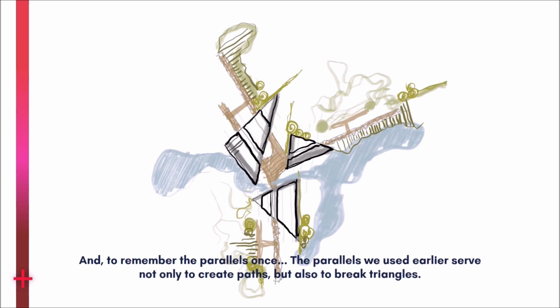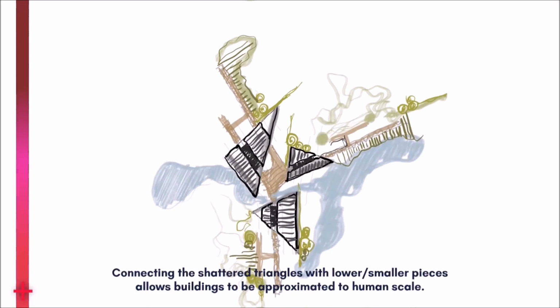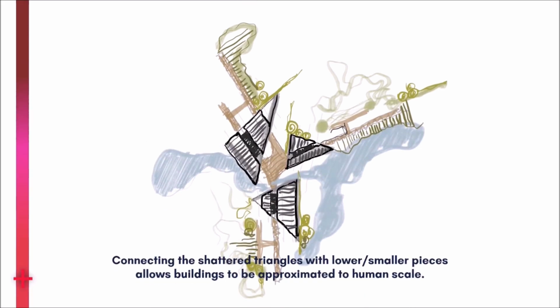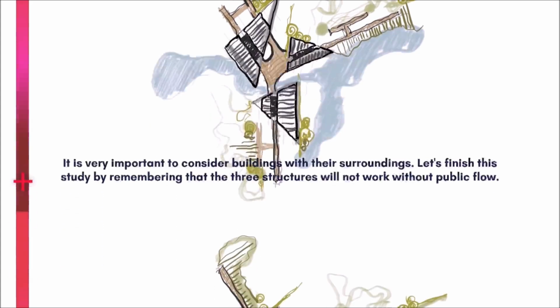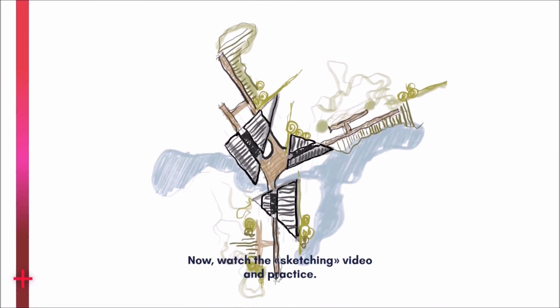The parallels we used earlier serve not only to create paths, but also to break triangles. Connecting the shattered triangles with lower or smaller pieces allows buildings to be approximated to human scale. It is very important to consider buildings with their surroundings. Let's finish this study by remembering that the three structures will not work without public flow. Now watch the sketching video and practice.